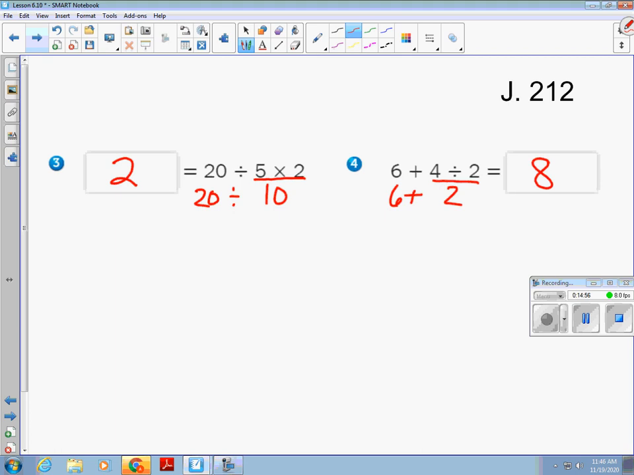Okay, boys and girls, just try to remember, Please Excuse My Dear Aunt Sally. And that tells you parentheses, multiplication, division, addition, and subtraction.